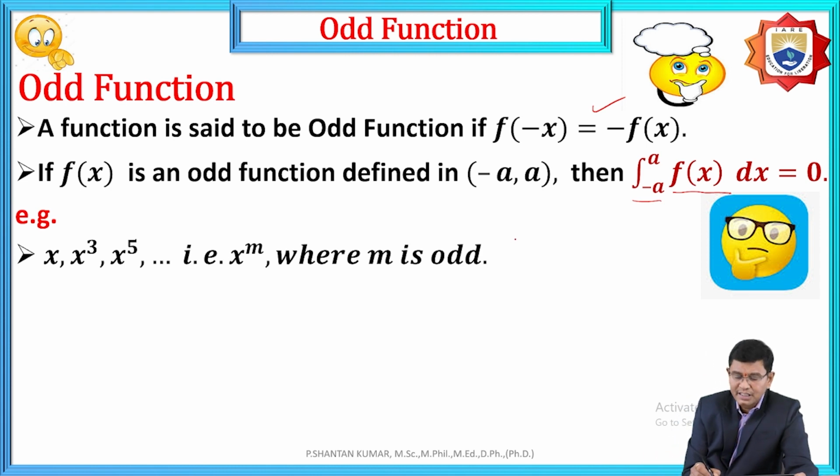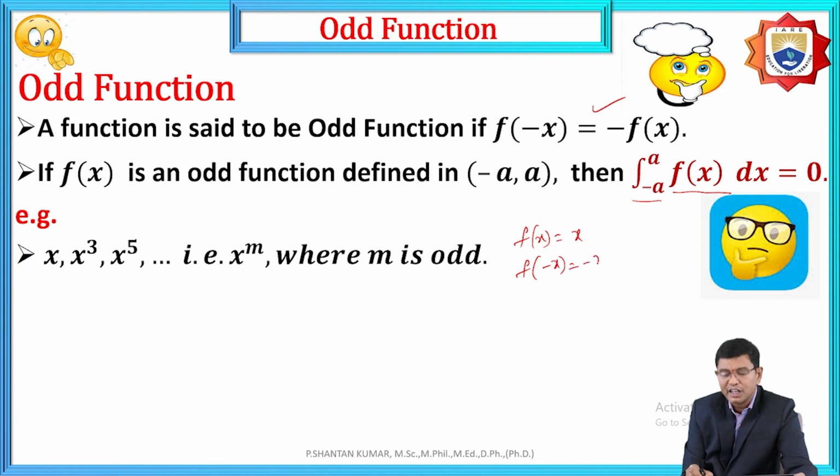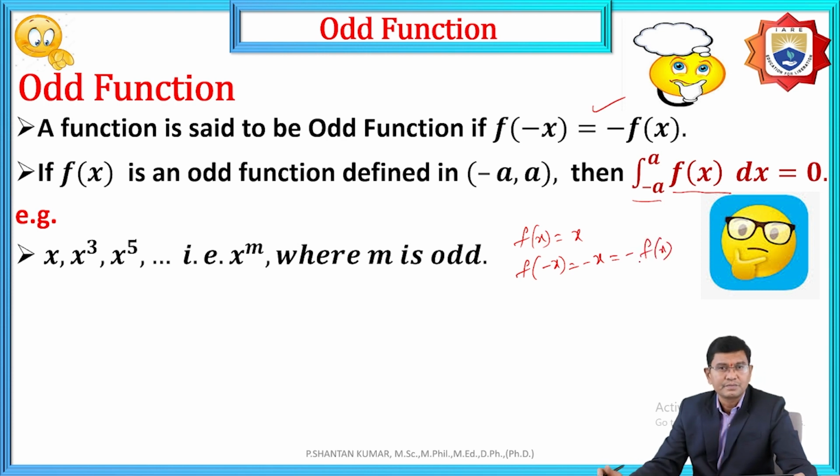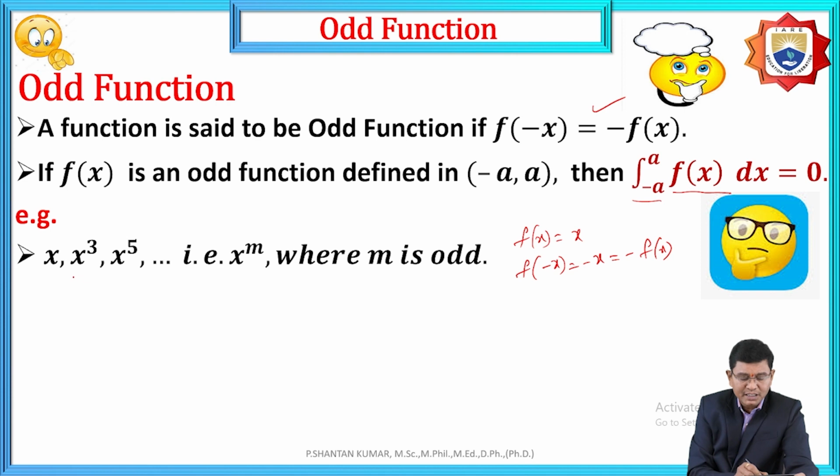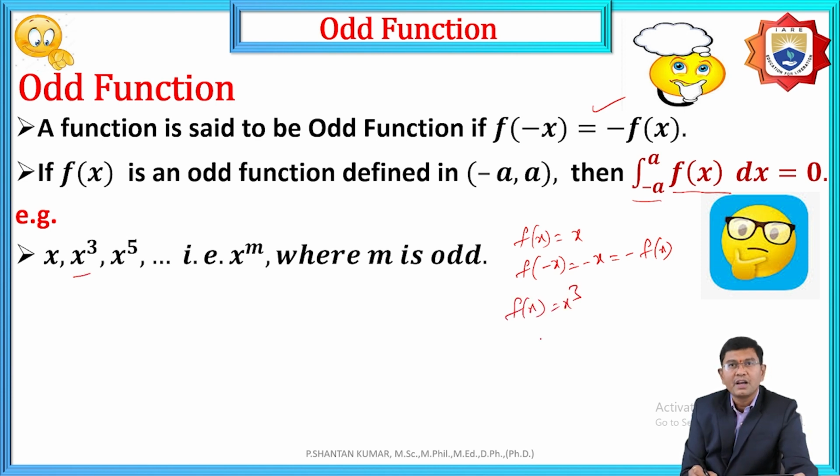For example, f of x is equal to x. If we replace x by minus x, f of minus x is clearly minus x, and minus x is nothing but minus f of x. And for example, if we consider x cube, that means f of x is equal to x cube, and here f of minus x is equal to minus x whole cube, which is minus f of x. That is the condition.